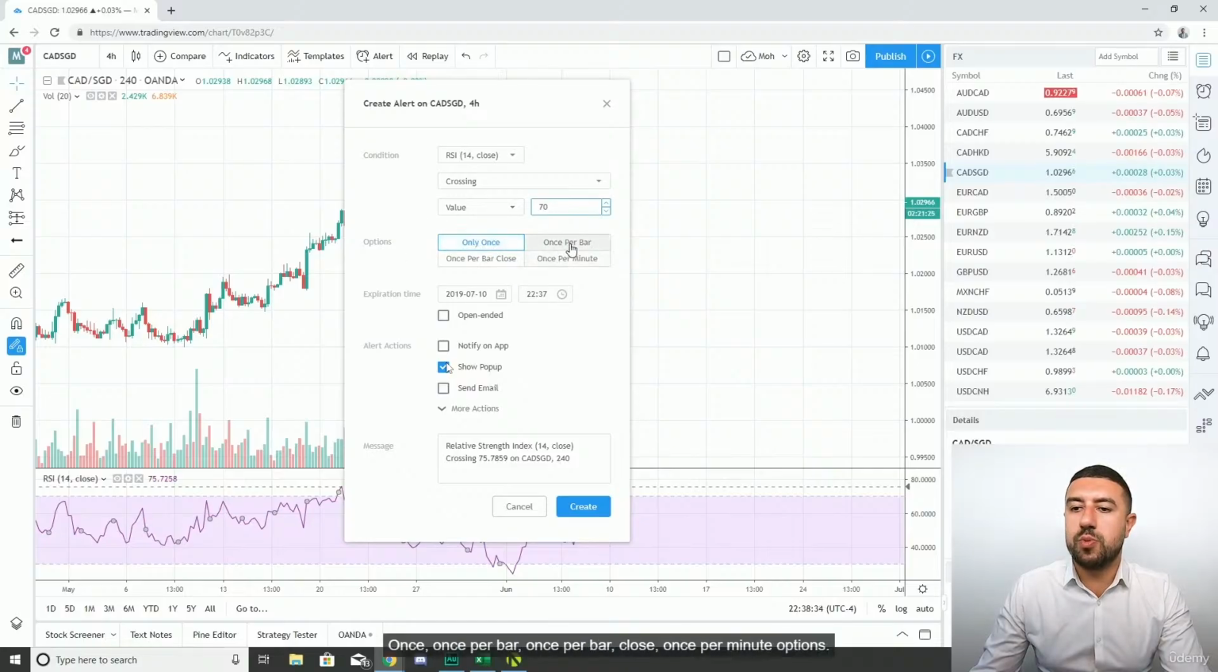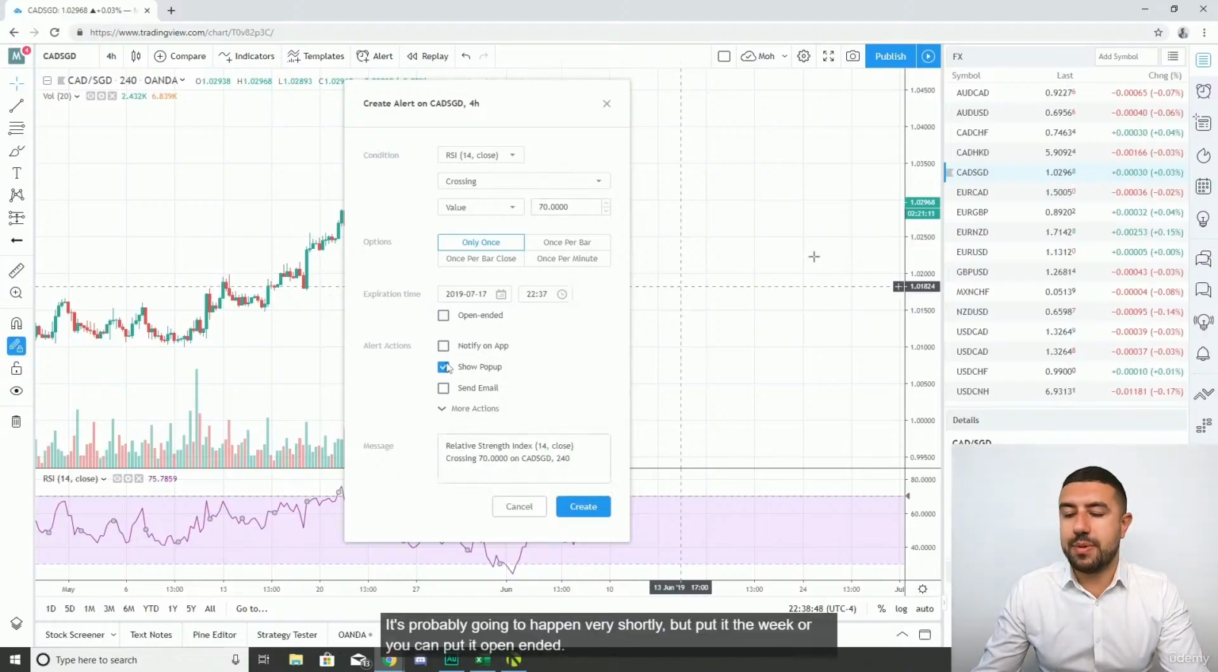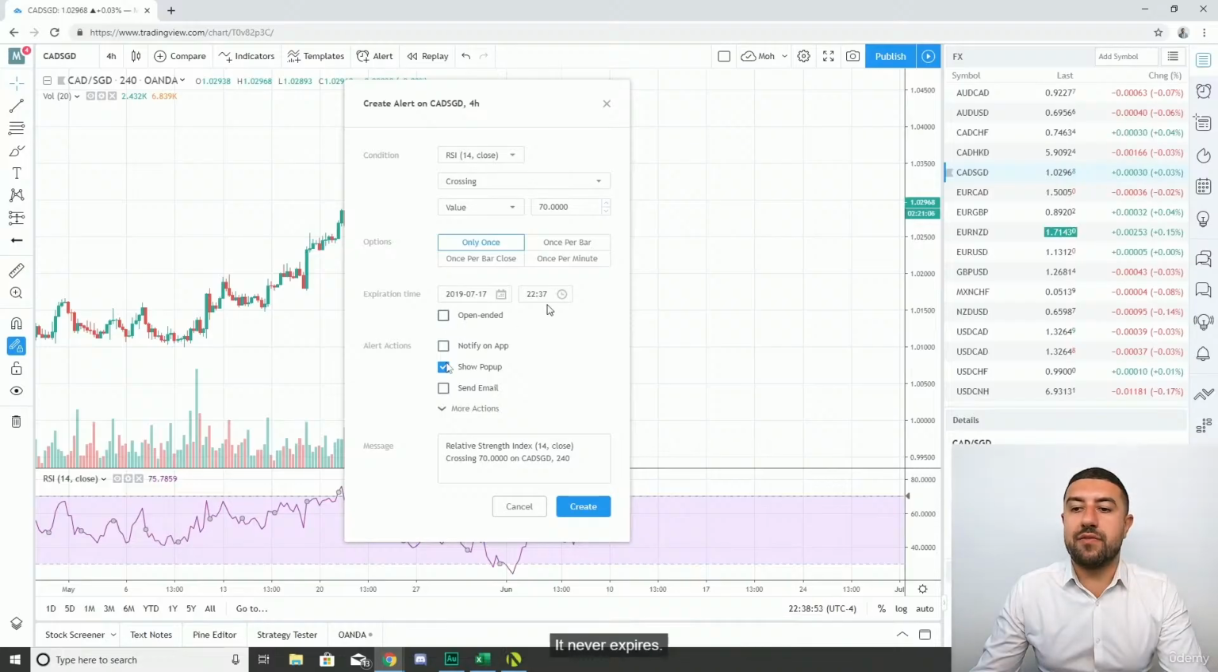Options, once per bar close, once per minute. Okay, options, the alert will only trigger once and will not be replaced. So that's what I want. Expiration date, I'm going to give it, I don't know, a week. Okay, it's probably going to happen very shortly, but put it a week. Or you can put it open-ended, so it never expires.